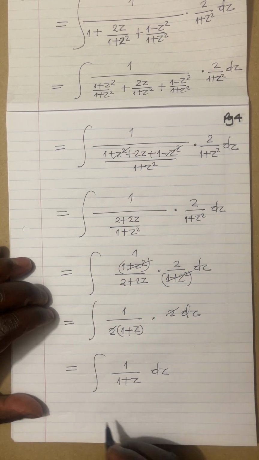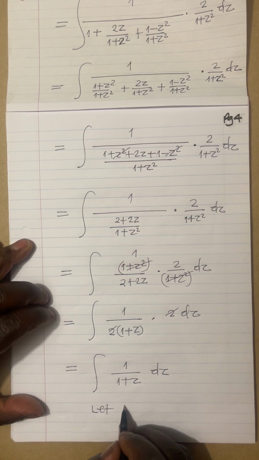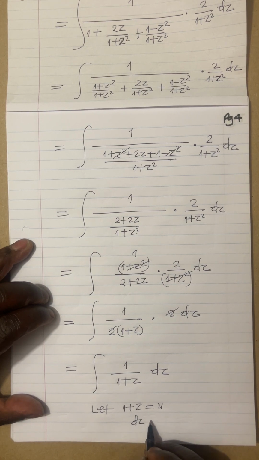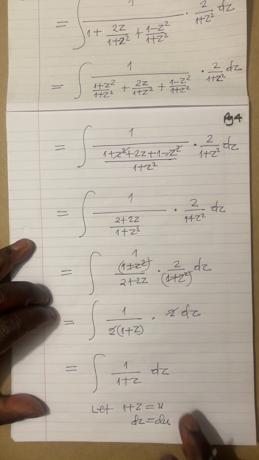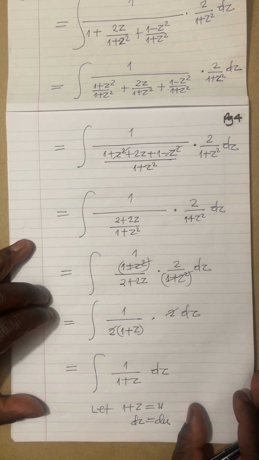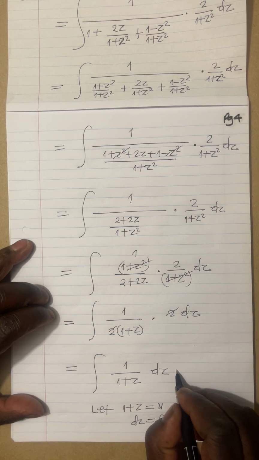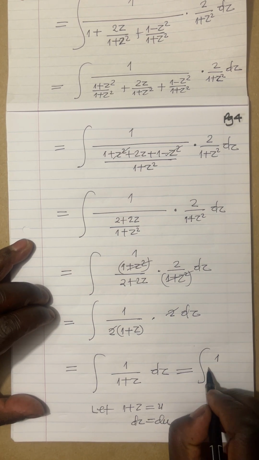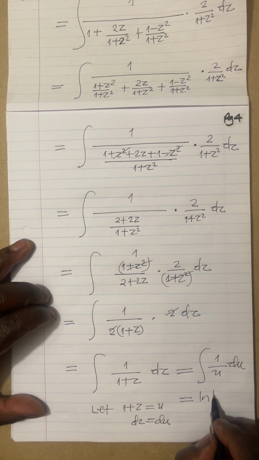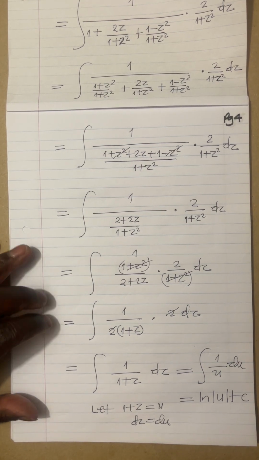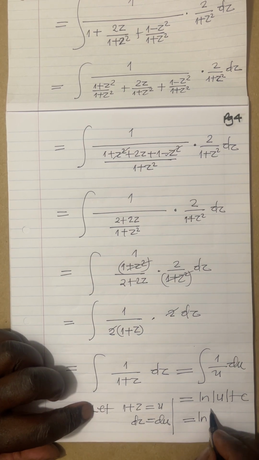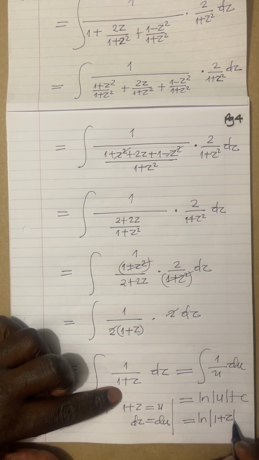By using substitution, we are going to say let 1 plus z be equal to u. And what does it mean? dz equals du. So it means where there is dz, I can put du, and then 1 over u. Remember, 1 plus z equals u. So this integral then changes to the integral of 1 over u du. If you agree with me, this is natural log of u plus a constant c. What is u? 1 plus z. So this is going to be natural log of 1 plus z plus c.